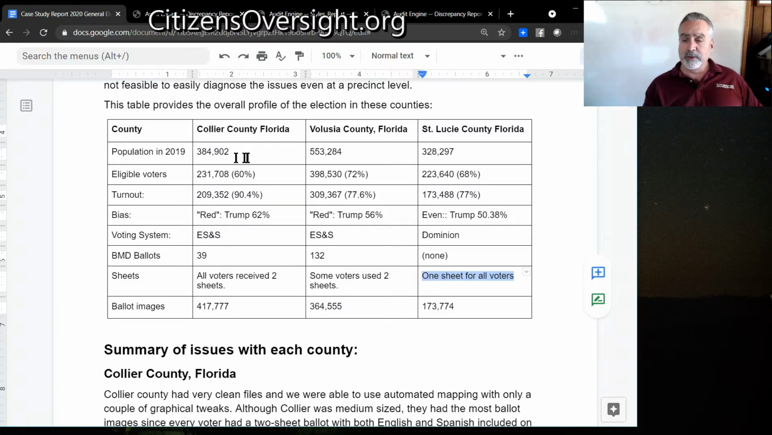Because we had 2 sheets in Collier, even though this was not the largest county, look how many ballot sheets we had, 417,000, a lot of sheets.